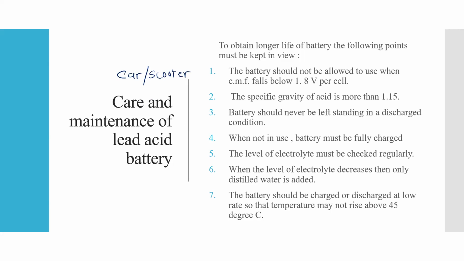1. The battery should not be used when the EMF falls below 1.8 volt per cell. That means if there are, let's say, 8 cells, then the voltage should not fall below 14.4.